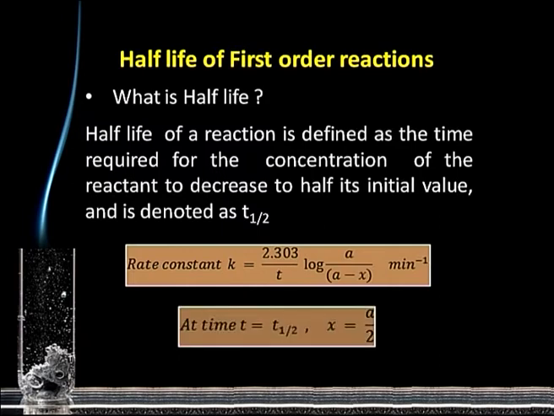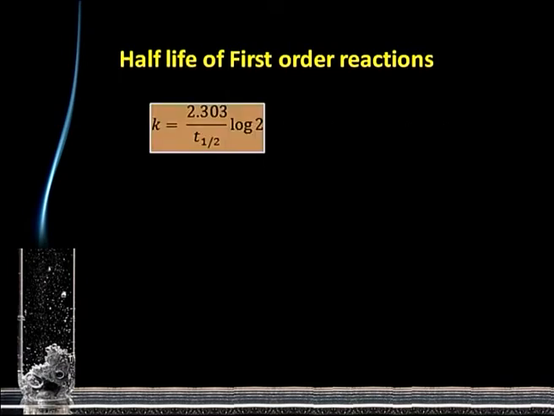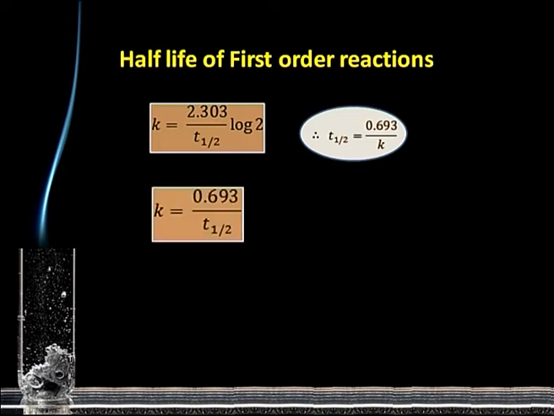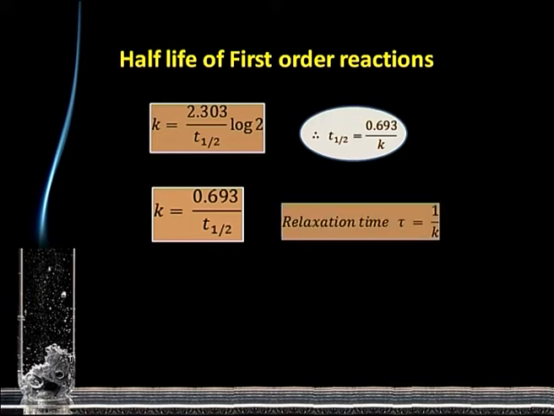when A becomes A by 2, and in such a case we get the value of K to be equal to 2.3 upon T half log 2. On rearranging we get T half to be equal to 0.693 upon K, and K is 0.693 upon T half. We also define what is called relaxation time, which is denoted by tau, that is equal to 1 upon K.